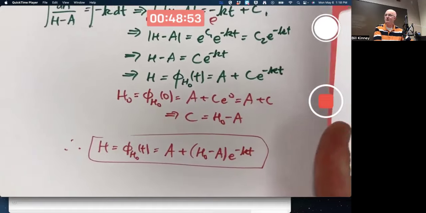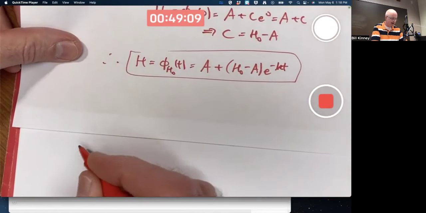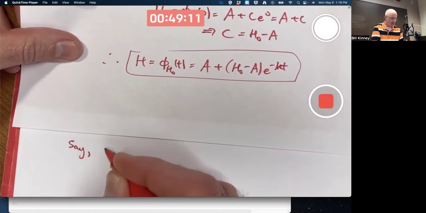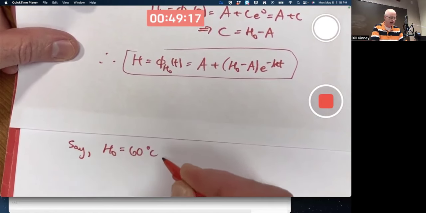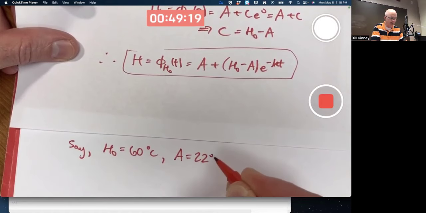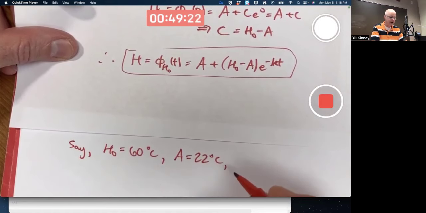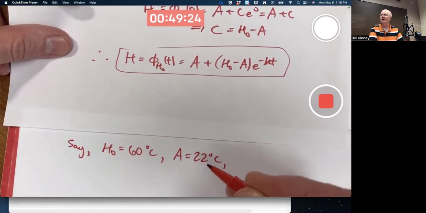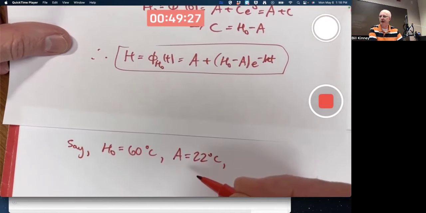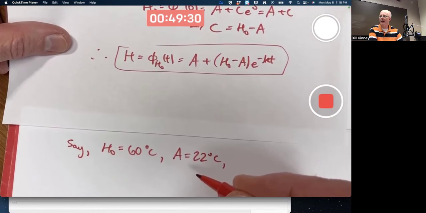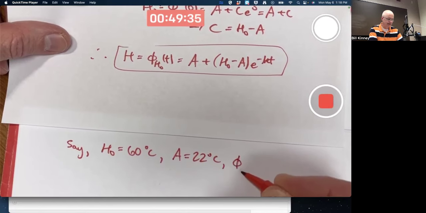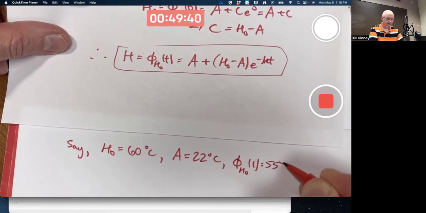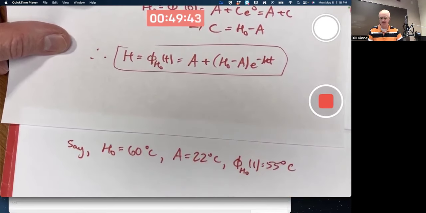So now use particular numbers. Say we know that the initial temperature of the coffee is 60 degrees Celsius. The ambient temperature of the room is 22 degrees Celsius. And K we don't necessarily know unless we have one other piece of information. Maybe we know that after 1 minute, the coffee is cooled to 55. Maybe phi sub h naught of 1 is 55 degrees Celsius. That would help us figure out what K is.